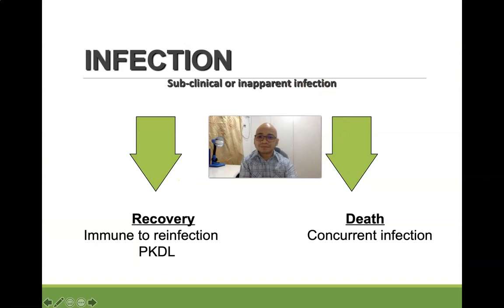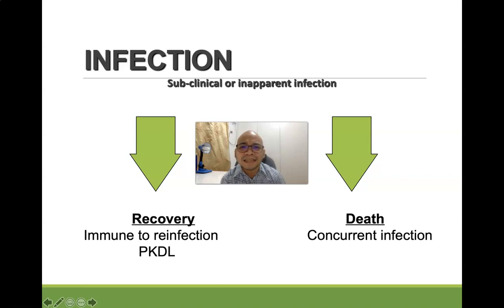So an infection with visceral leishmaniasis may be subclinical or inapparent. What does it mean? It means that the patients are asymptomatic. It may either lead to recovery, which means that you're immune to infection, or death because of the possibility of concurrent infection, which means that you have another underlying infection.